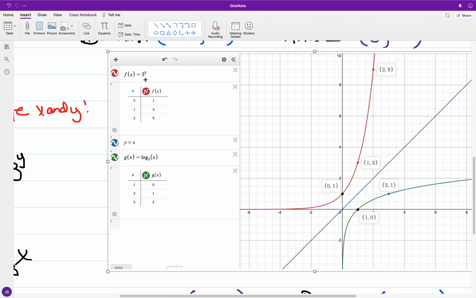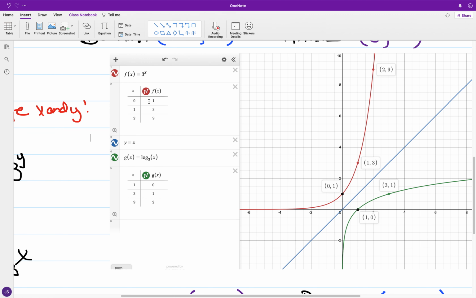And if you notice, with x at 0, 1, and 2, 3 to the 0 is equal to 1. Again, a non-zero number to the 0 power is equal to 1. With x at 1, we have 3 to the first is equal to 3. And with x at 2, 3 to the second is equal to 9. So I have these ordered pairs: (0, 1), (1, 3), and (2, 9).